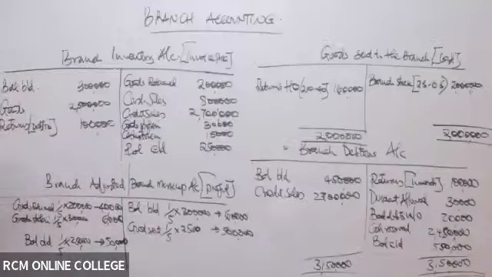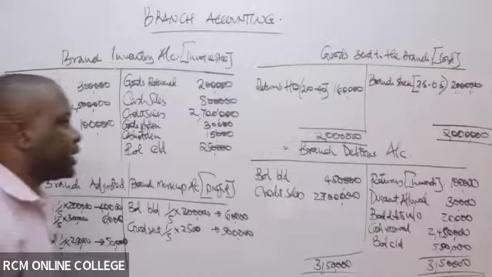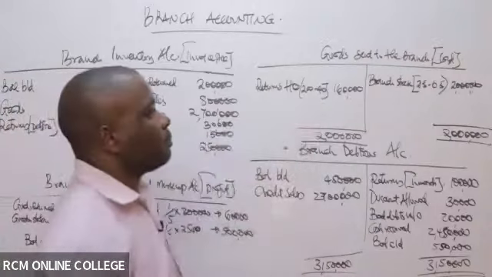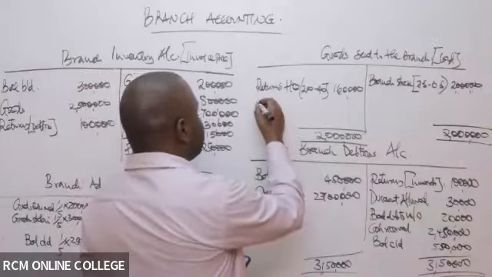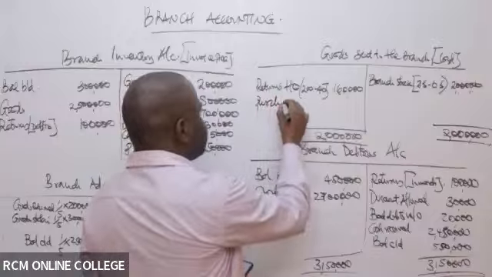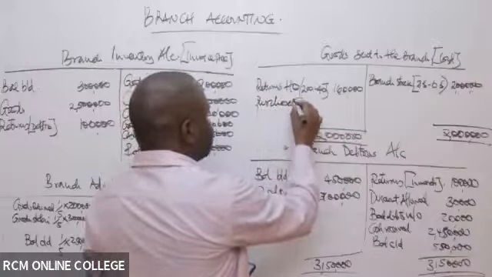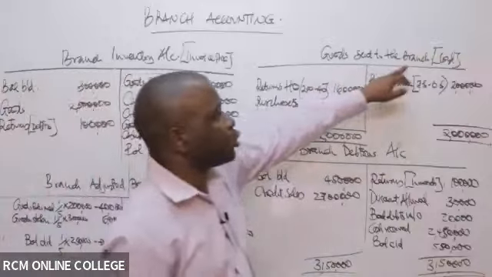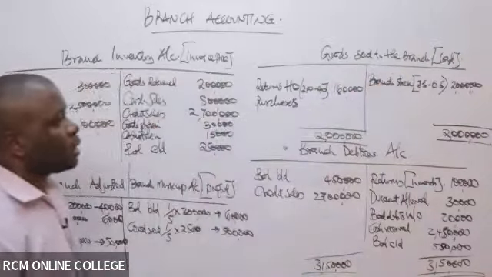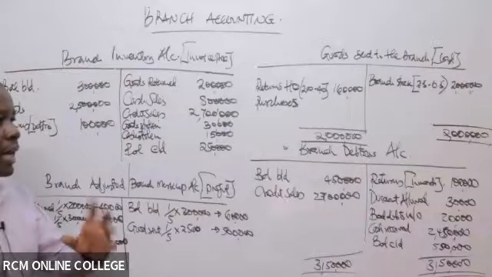So what you need to realize here is that the balancing figure will end up being the purchases by that branch. Remember, in this case, we're talking about goods sent to the branch. So we want to know, for example, you want to recognize the profit for that branch.